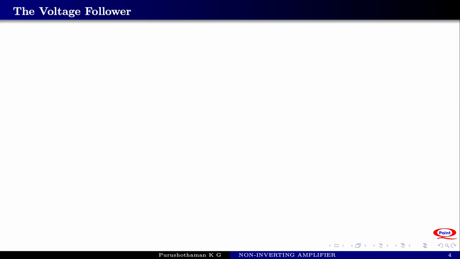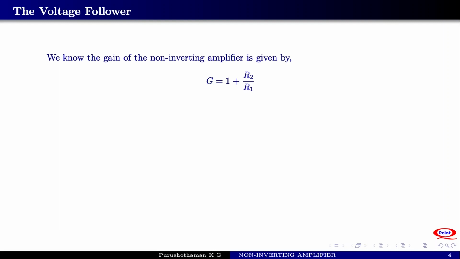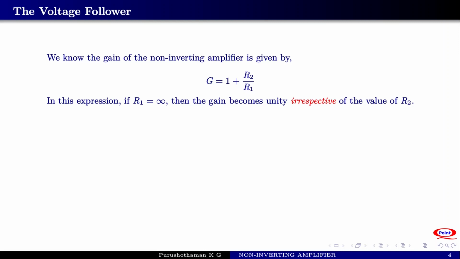Now, in the expression for the gain of an ideal non-inverting amplifier, you have seen that the expression is 1 plus R2 by R1. Now assume that R1 is equal to infinity. R1 is an open circuit. Then the gain becomes unity irrespective of the value of R2. So if R1 is an open circuit, you can make R2 any value.